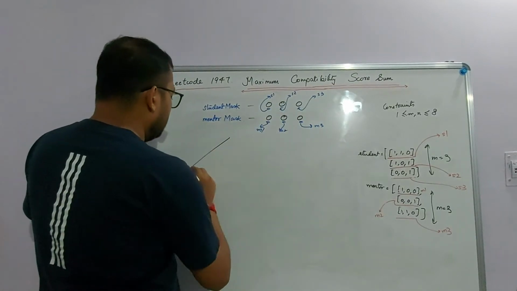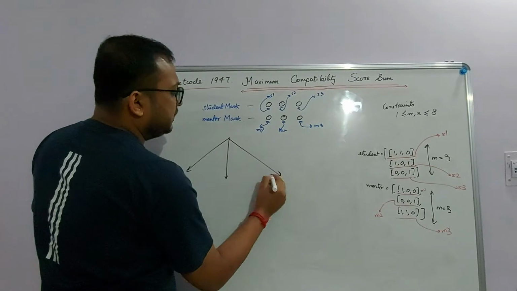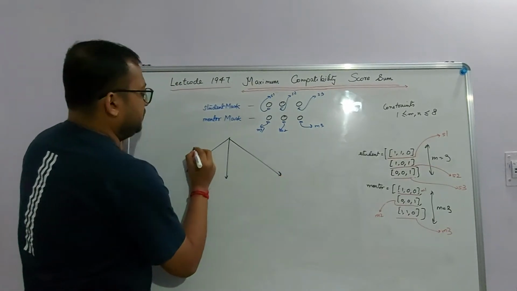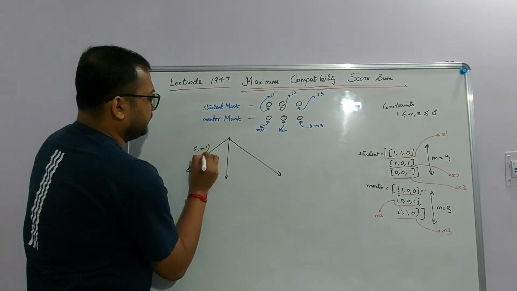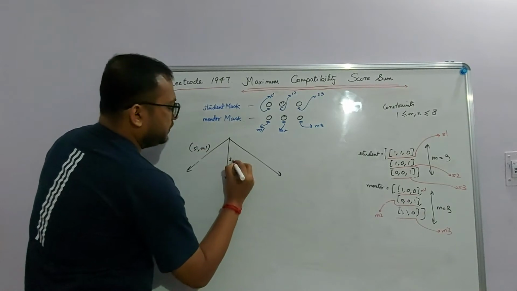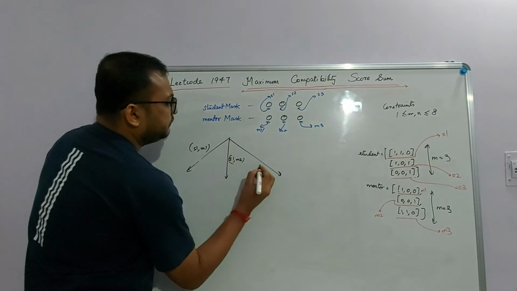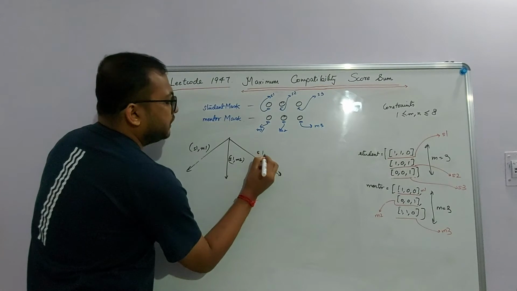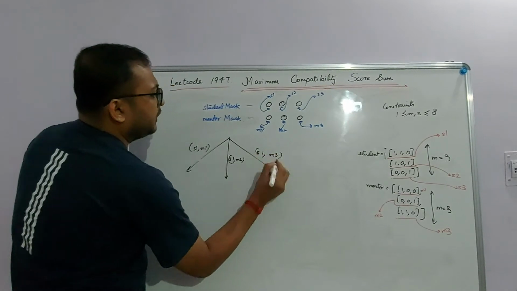So let's print. What are the 3 possibilities? We can match student 1 and mentor 1. We can match student 1 and mentor 2, and also match student 1 and mentor 3. So what do we get?